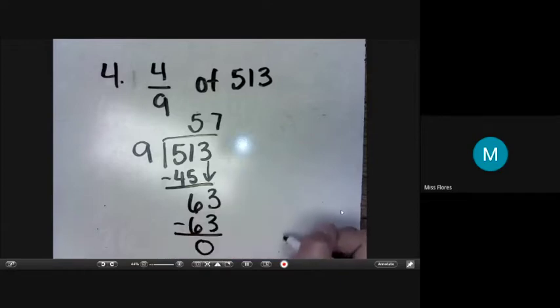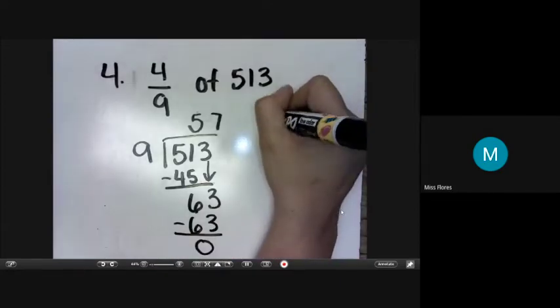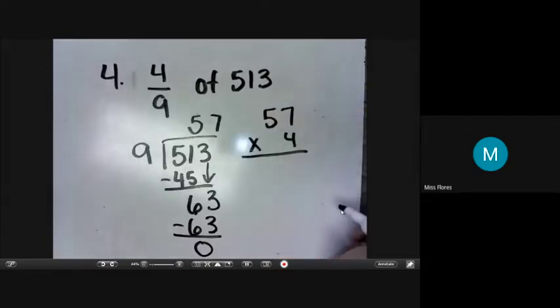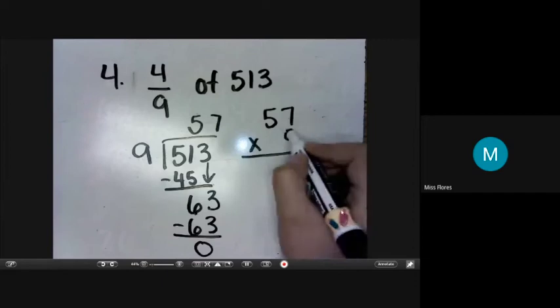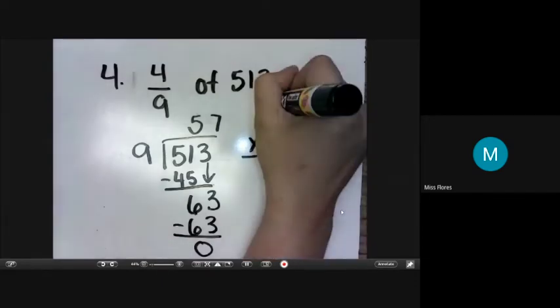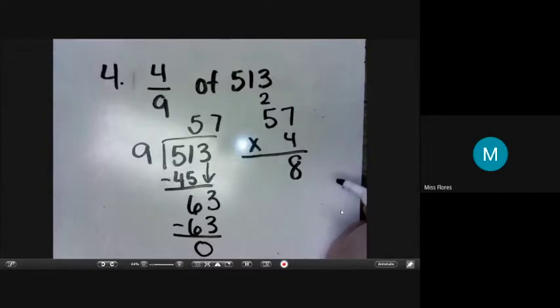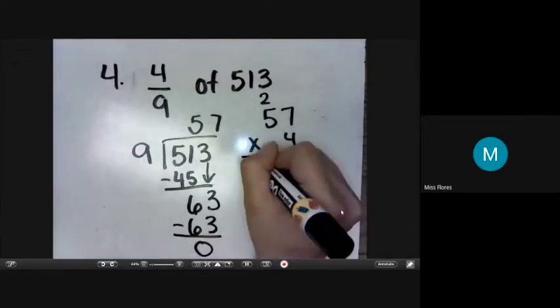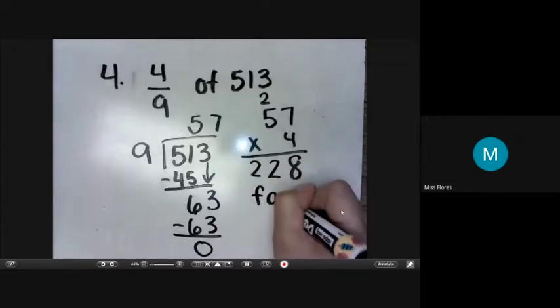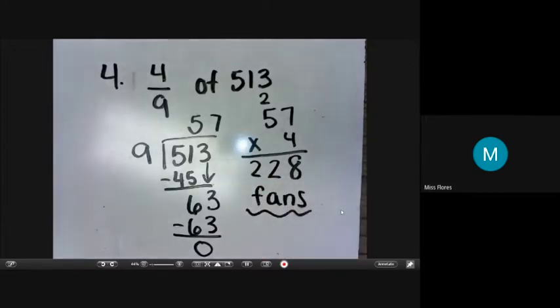So step 2, we multiply 57 times 4. Okay, 7 times 4, 7, 14, 21, 28. 5 times 4 is 20, plus 2 is 22. So we get 228 fans.